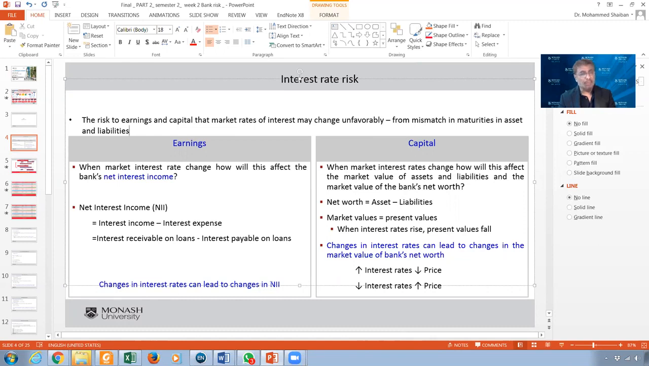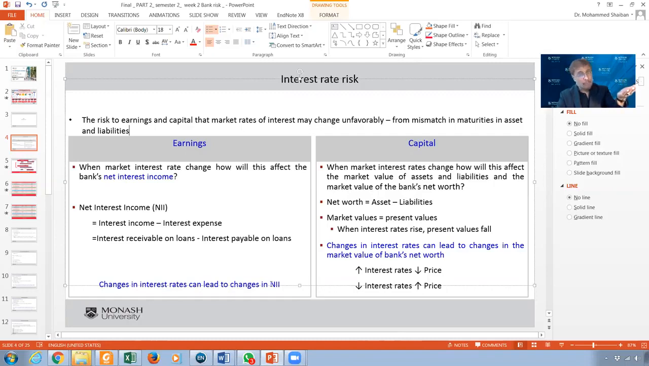Now, changes in the interest rates can lead to change in the net interest income. If the assets and liabilities are not matching, and there is an increase in the interest rates, I will increase my loan rates and I will increase my liability rates. That's fine, and in this case I will be earning, because my assets will earn more interest than I have to pay to my liabilities.